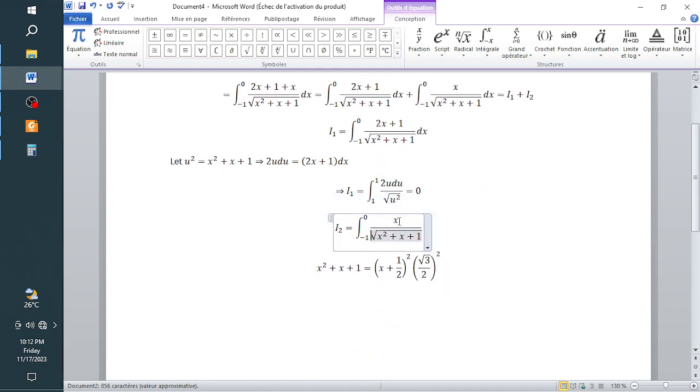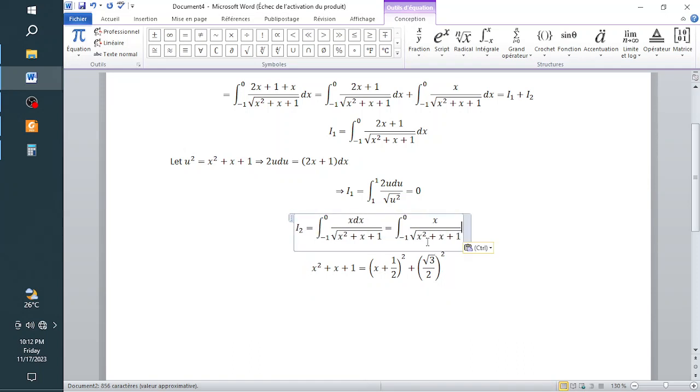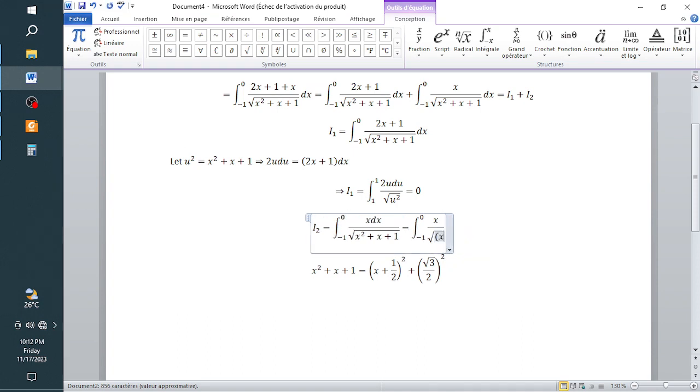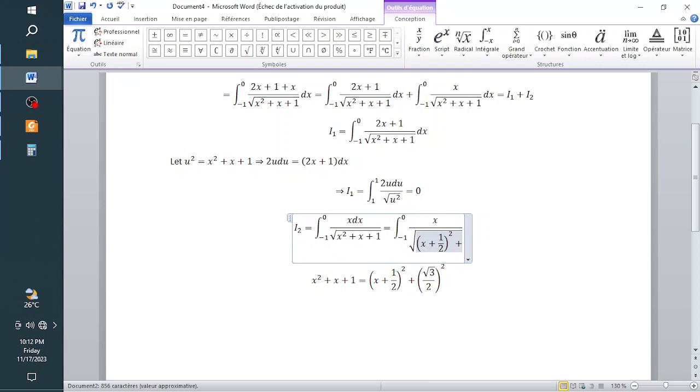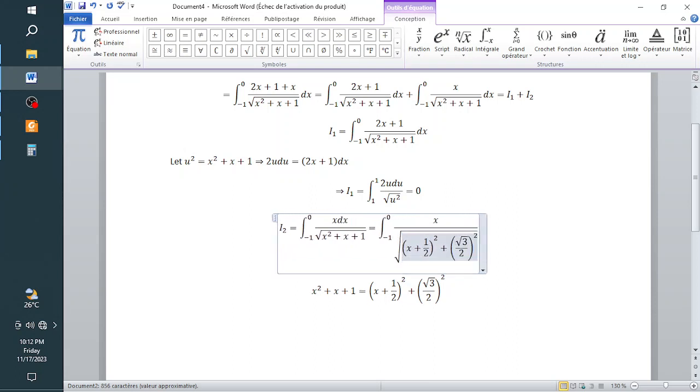Guys, please, if you don't know how to complete the square, I think you will have to learn it, so that it helps your process of integrating. So this integral simply becomes the integral with the denominator, I just write what I have, (x + 1/2) squared plus (the square root of 3 divided by 2) all squared.